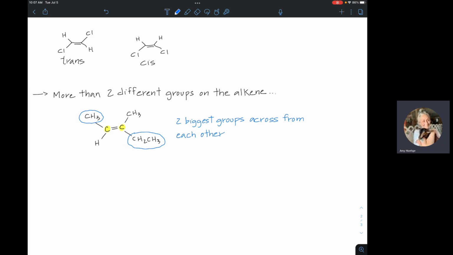So you would say normally, hey, that's trans, but you can't really say that because there is another methyl group, right? So it would be like, well, are you talking about the two methyl groups or are you talking about the methyl and the ethyl groups? So we have a different way of naming these. We're going to call this E, capital E, when they are not the same group.